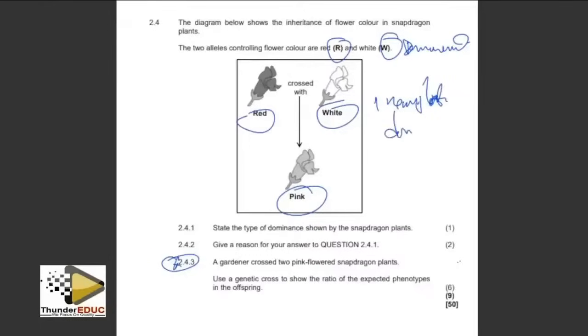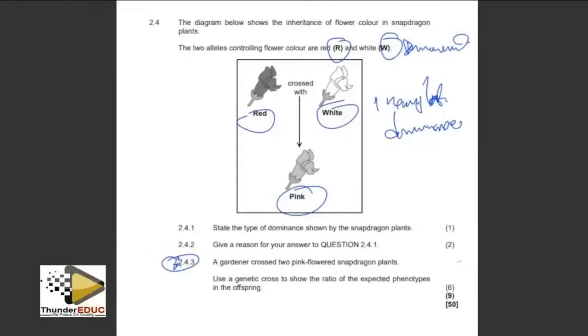Dominancy. It is incomplete dominancy. See, the question is here: state the type of dominancy shown in the snapdragon plant. Here is incomplete dominancy. Give a reason for your answer: because a third phenotype is given, or an intermediate is given. You see? A third phenotype is given or an intermediate is given.